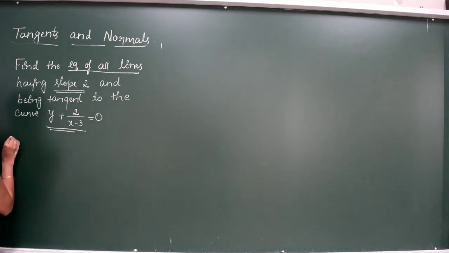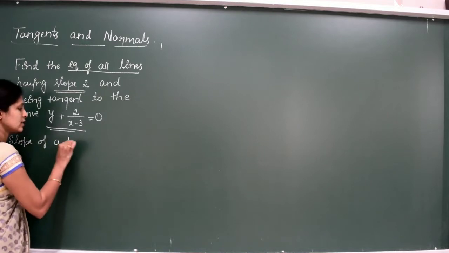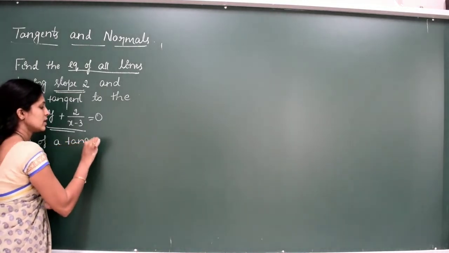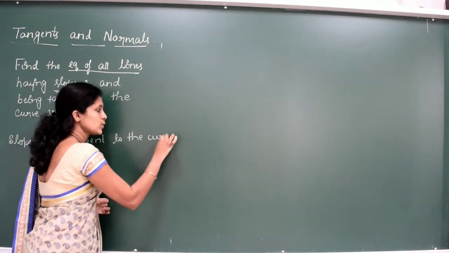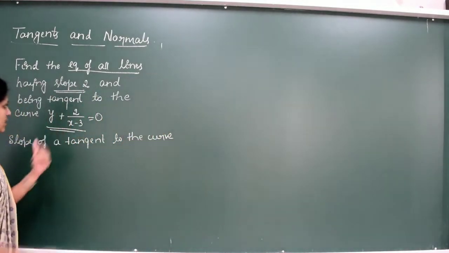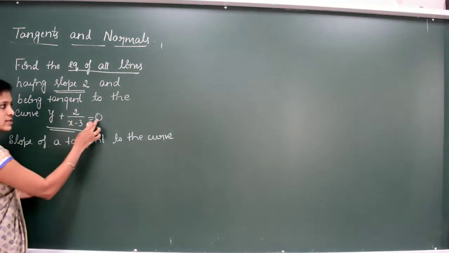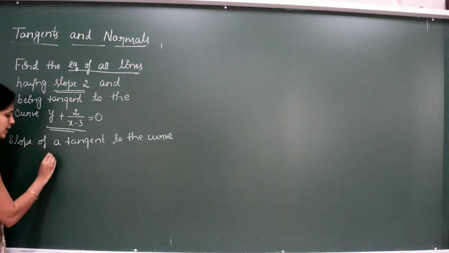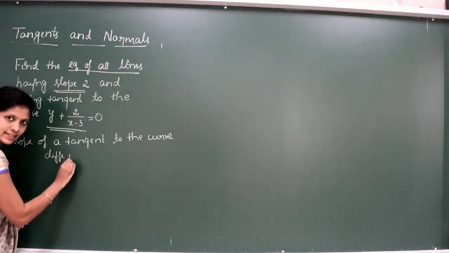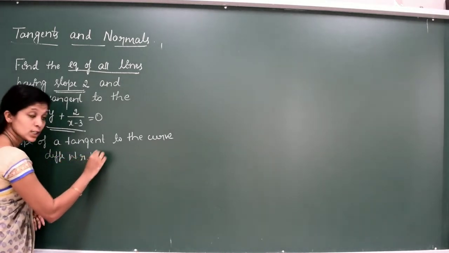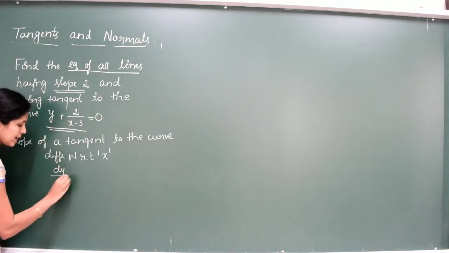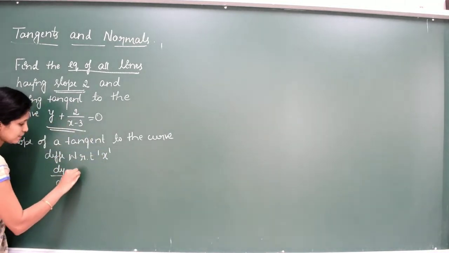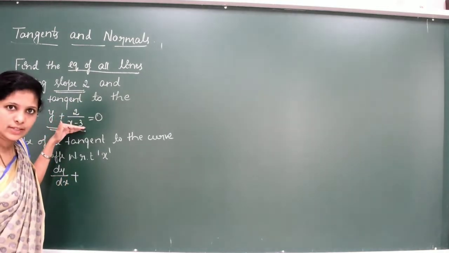So we'll differentiate. We'll write slope of a tangent to the curve. What you have to do? You have to differentiate the given function here: y plus 2 by x minus 3 is equal to 0. We will differentiate with respect to x. Is it clear? Differentiating with respect to x. Derivative of y with respect to x will be dy by dx. And this is plus, here the quotient rule is there. You have to apply the quotient rule.